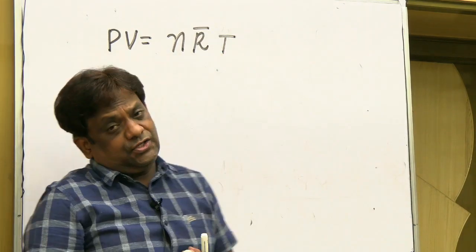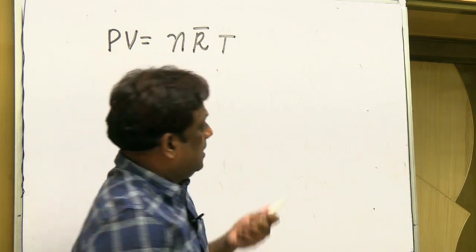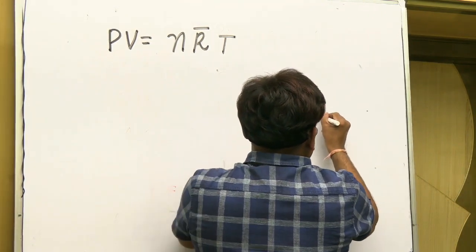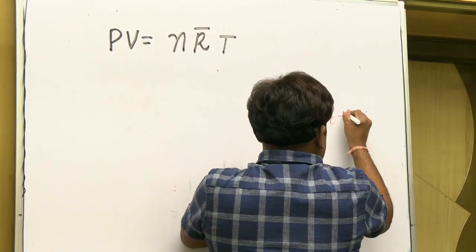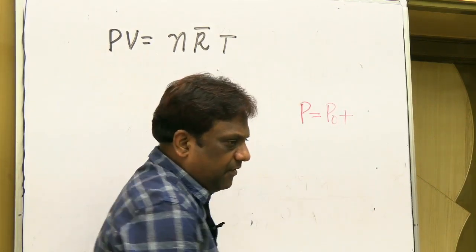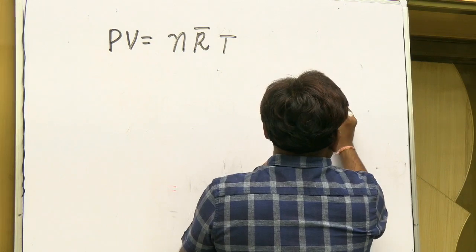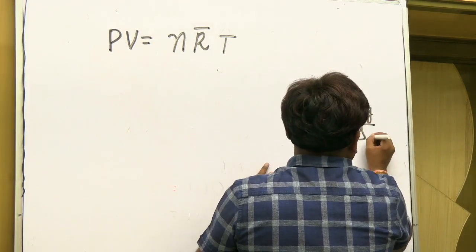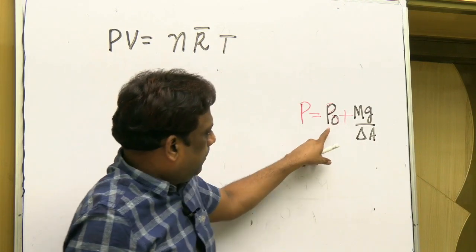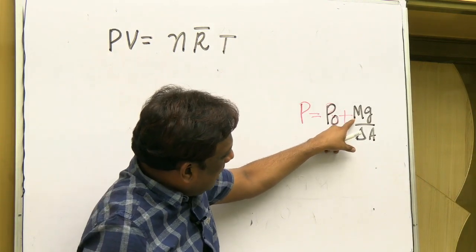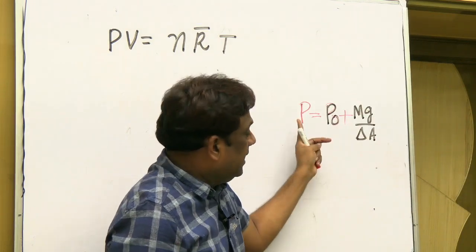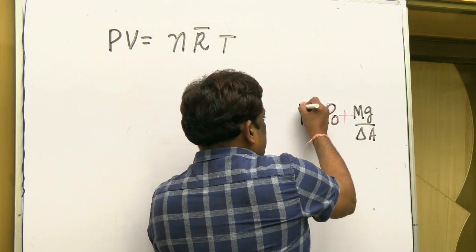But this is a constant pressure. This is a constant pressure process. And mathematically also it is confirmed. Look here. P is equal to P naught plus mg by delta A. Atmospheric pressure is constant, total mass is constant, G is constant, the change in area is constant. So therefore, it is undergoing a constant pressure process.